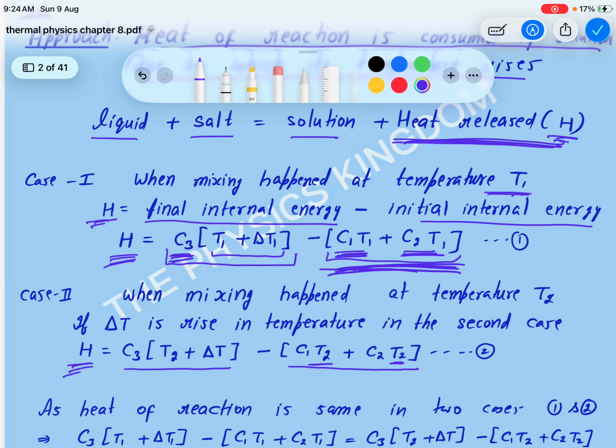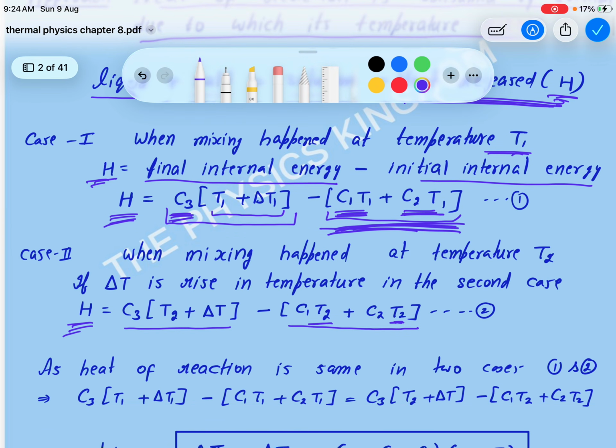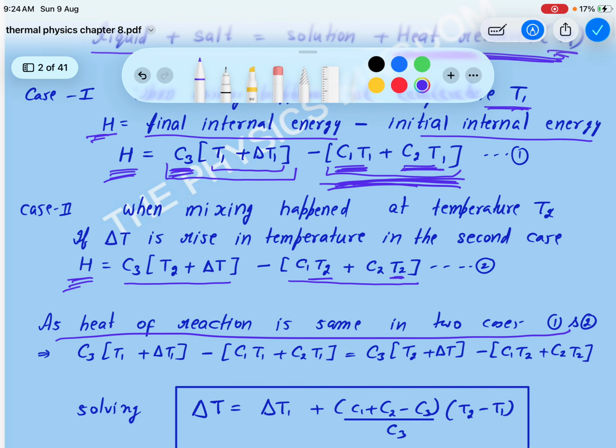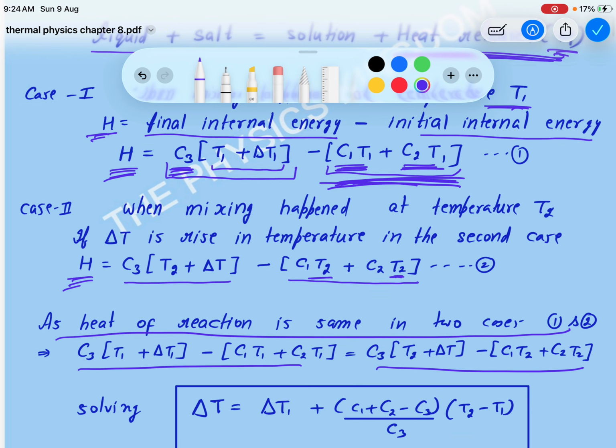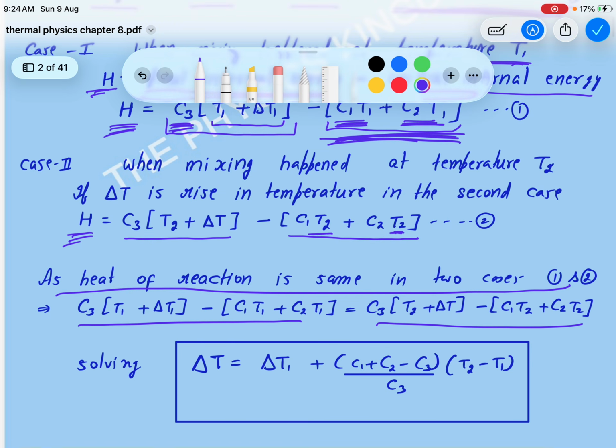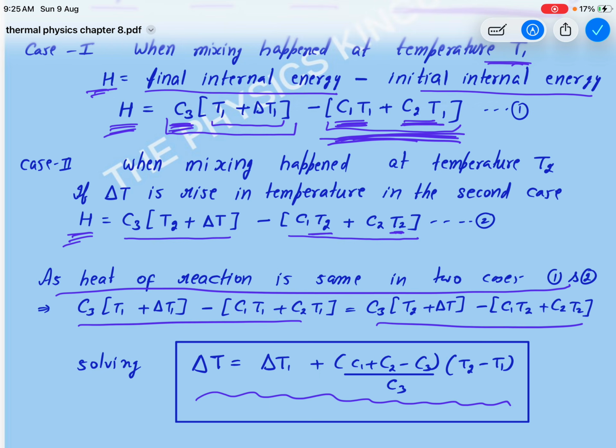Okay, right. So the heat of reaction is the same in the two cases. It is given in the question only. So making these two things equal and rearranging, I'm getting this solution. So that has to be the correct answer. I have tried it multiple times.